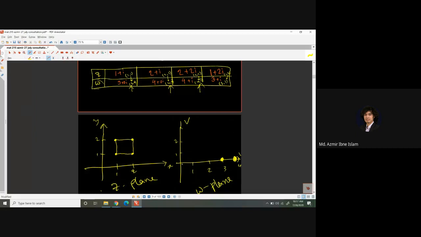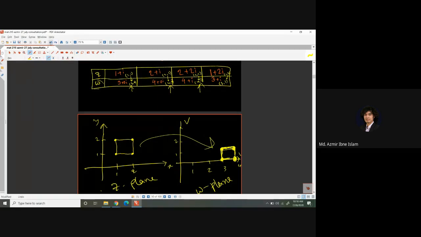4, 1. 4 and 1. That is here. 3, 1. 3 and 1. So now we can join these points. We have again another square, but it is not here. It is shifted its position. Is that okay? So that is the mapping F.